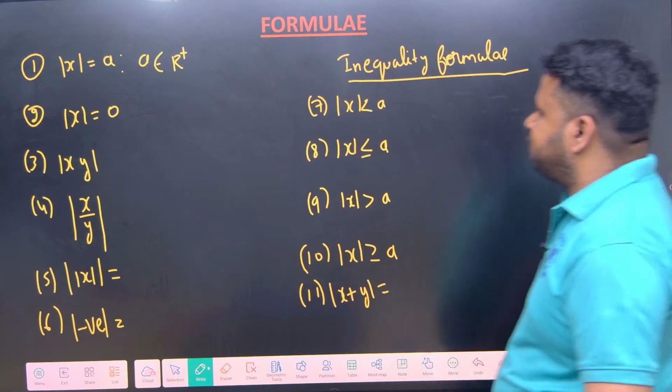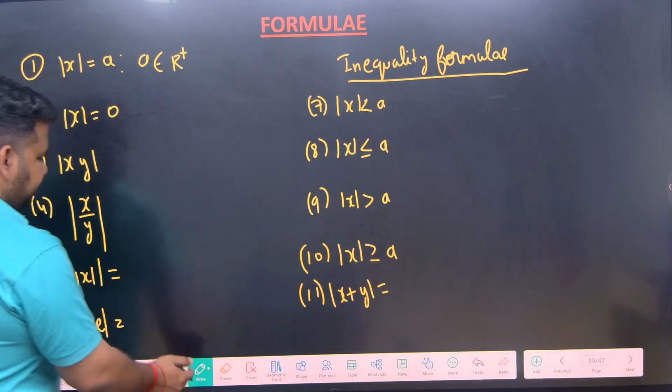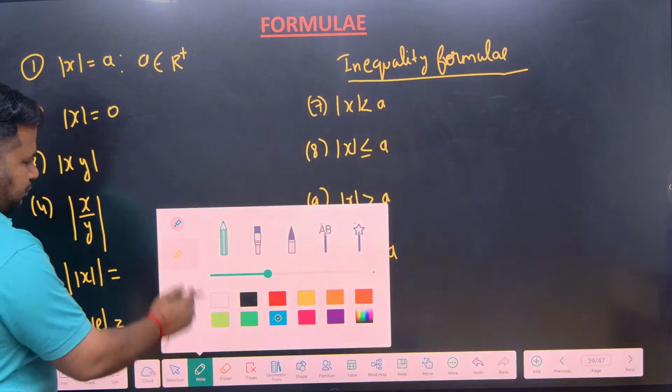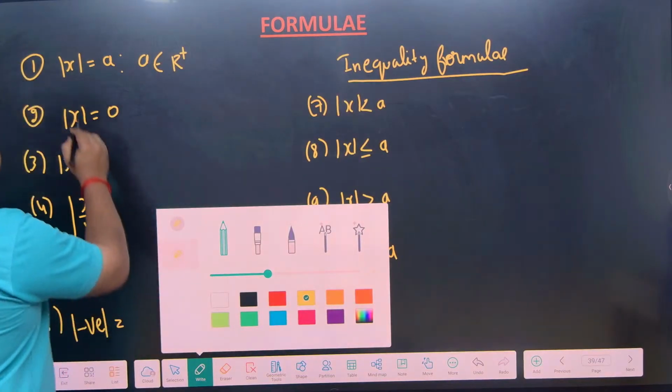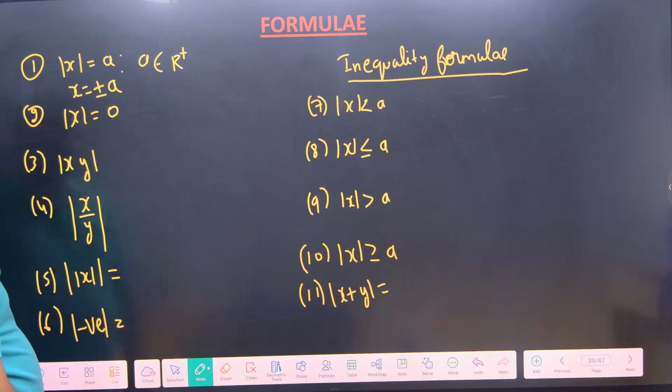Now let us come to some formulae. Apart from graphs, we have to know certain very important formulae. If mod x is equal to a, where a belongs to R plus, the set of all positive real numbers, then x is equal to plus or minus a.